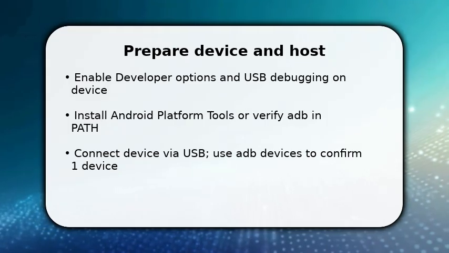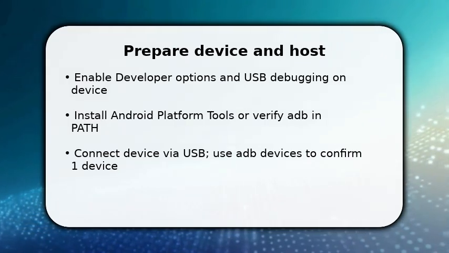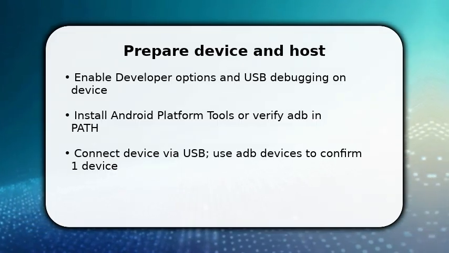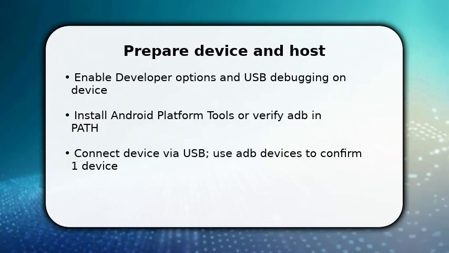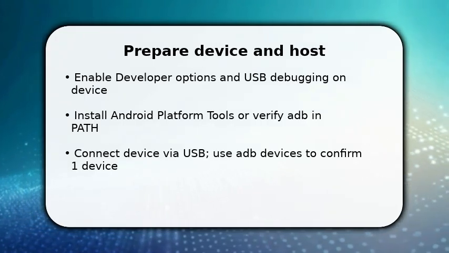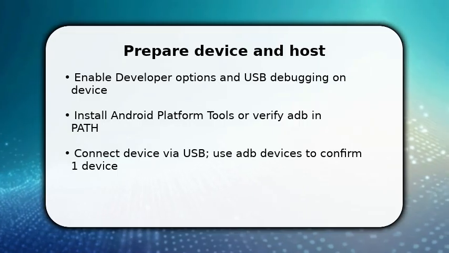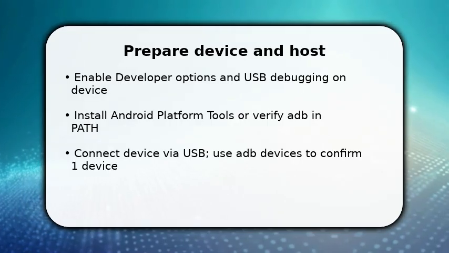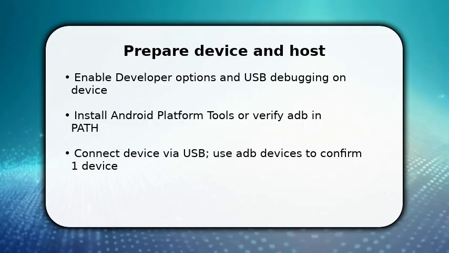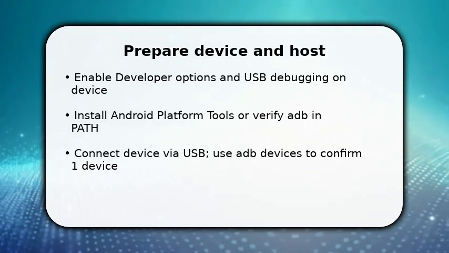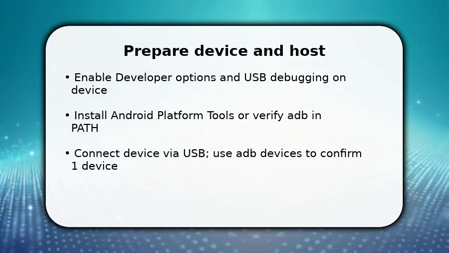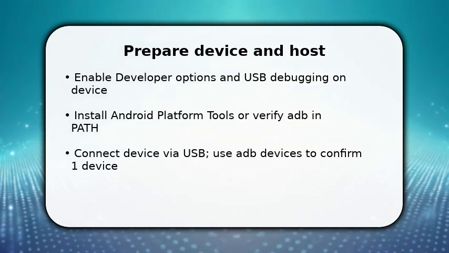Enjoy the video. You begin by preparing both device and host so ADB can communicate. First, enable developer options and USB debugging on the phone. This authorizes commands. Once done, install Android platform tools or confirm ADB is on your path so commands run from any terminal. Plug the device into USB and run adb devices. You should see a device ID. If not, make sure USB mode is file transfer and accept the RSA prompt on the phone. This establishes trust and lets you continue.